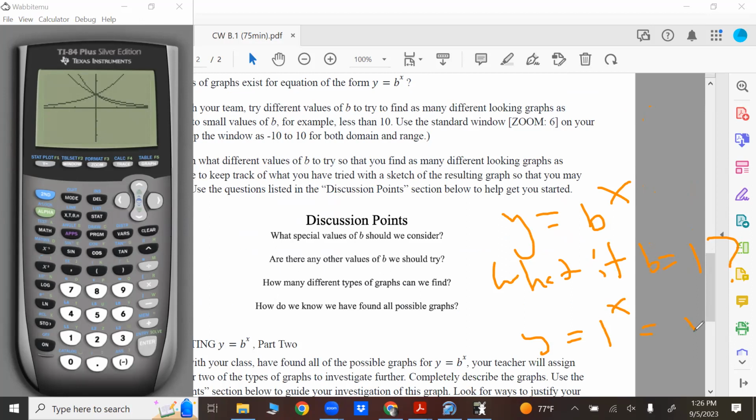What if it would just be 1? It'd just be a horizontal line, exactly, right? What if B were 0? Kind of the same thing, right? Just be 0 the whole time, right?